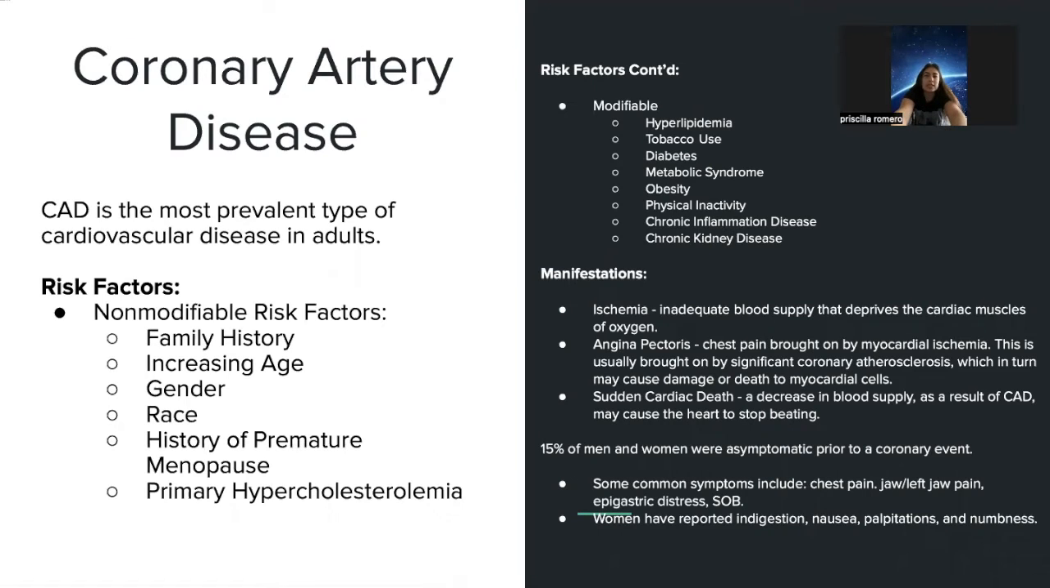Coronary artery disease is one of the most common heart illnesses in older adults. A few common risks include both non-modifiable, which are ones we can't change, which include age, gender, and family history. And there's modifiable ones, which include tobacco use, obesity, and physical activity, among others. Some manifestations include ischemia, angina, and cardiac death, but there are those lucky 15% of men who are asymptomatic to any coronary problems and have no idea the damage is being done to their heart.